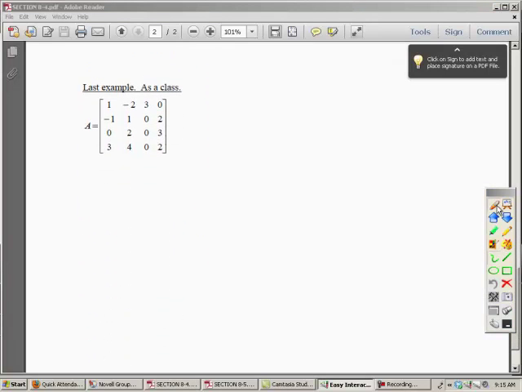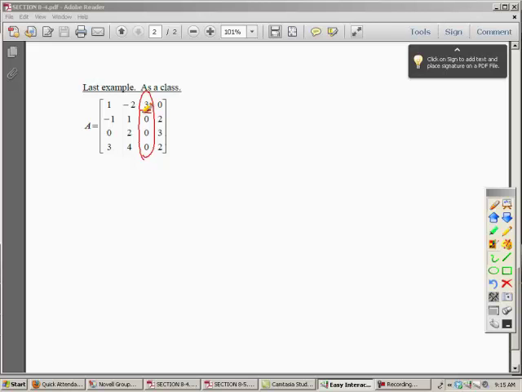So last one, let's try one a little bit bigger. Okay. And so here's what I'm going to do. I'm going to look at this and pick a row or a column, and I can tell you which one I'm going to pick off the bat. This one right here. Because if you look, I have 3 zeros, which means really I only need to find one minor and one cofactor.